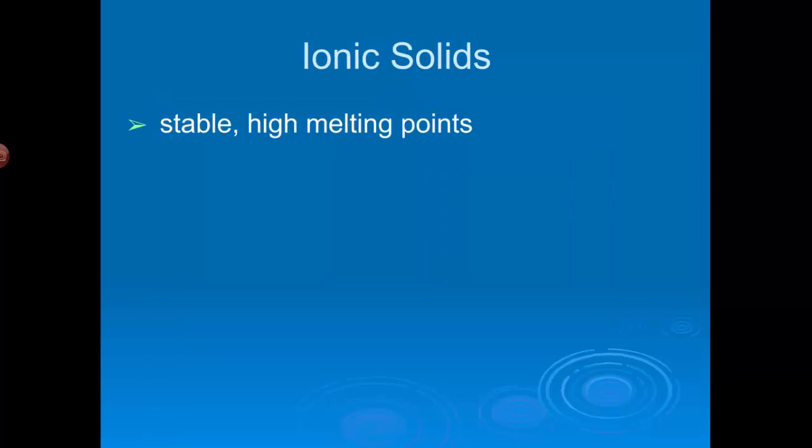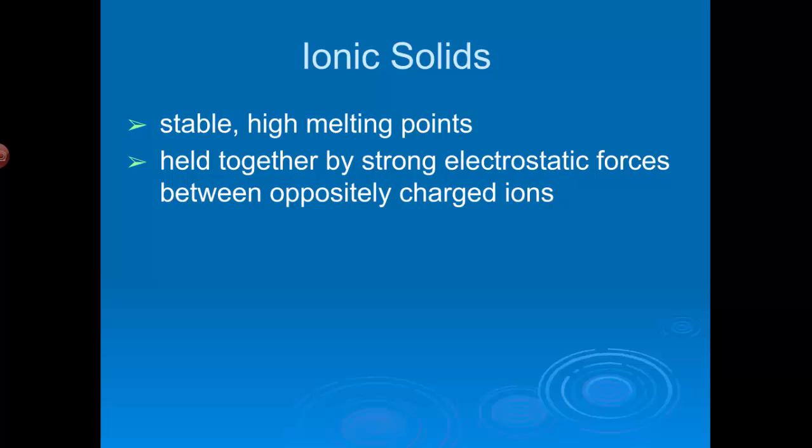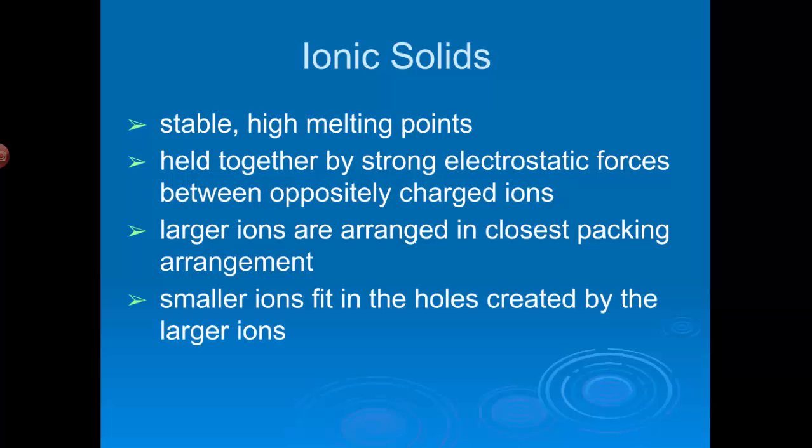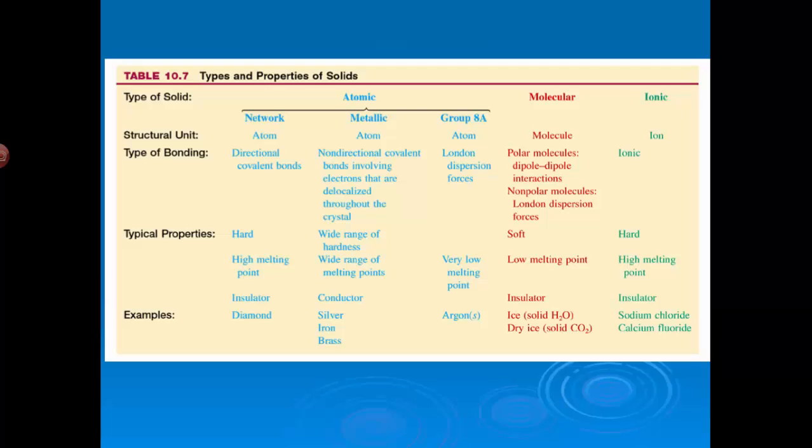Now, ionic solids are very stable. They have very high melting points because the ions are very strongly attracted to one another in this lattice. Strong electrostatic forces. The larger ions will get together in close packed form. Smaller ions can fit in between them. Okay? So if you have something like sodium chloride, where chloride is very large, the sodium atoms will fit in the spaces between the chloride atoms.